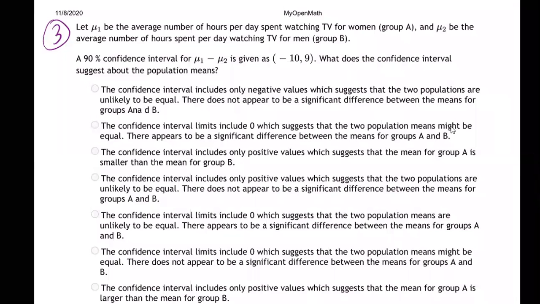Okay, so number 3. So these are valuable questions. It says, let mu1 be the average number of hours per day spent watching TV for women, and mu2 be the average number of hours spent per day watching TV for men, group B. A 90% confidence interval for mu1 minus mu2 is given as negative 10, 9. What does the confidence interval suggest about the population means?